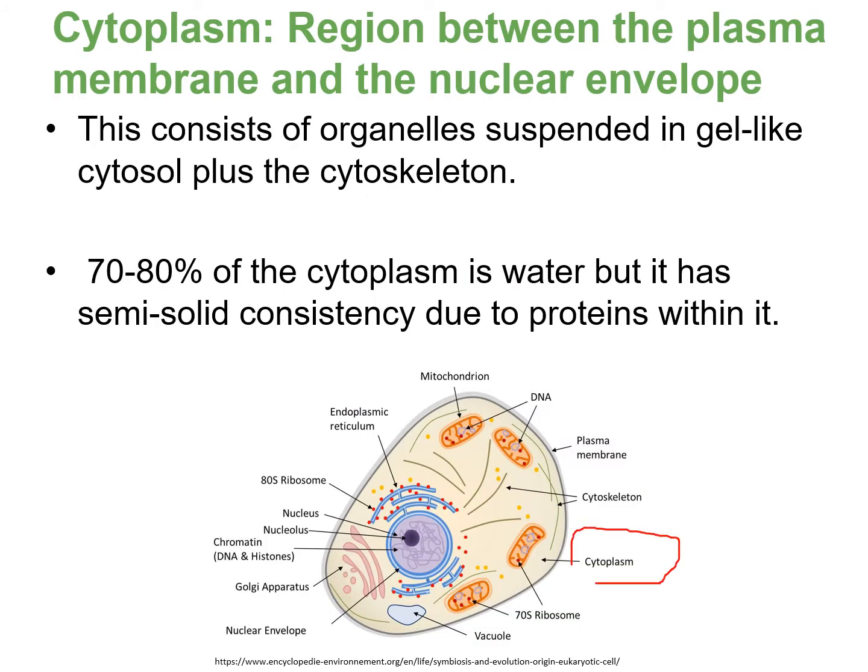The cytoplasm is the cell's entire region between the plasma membrane and the nuclear envelope. It's comprised of organelles suspended in the gel-like cytosol, the cytoskeleton, and various chemicals. Even though the cytoplasm is made up of 70 to 80% of water, it has a semi-solid consistency which comes from the proteins within it.